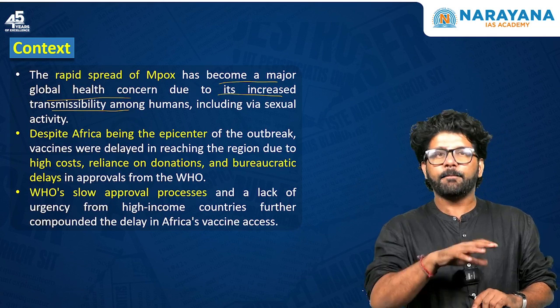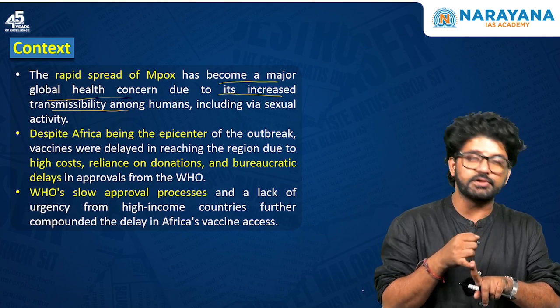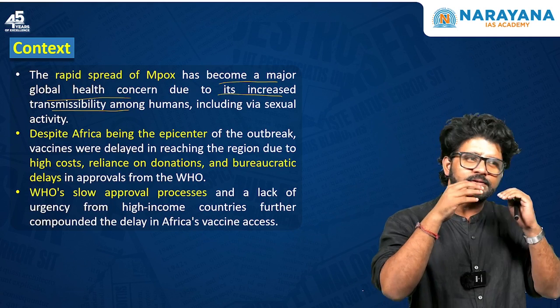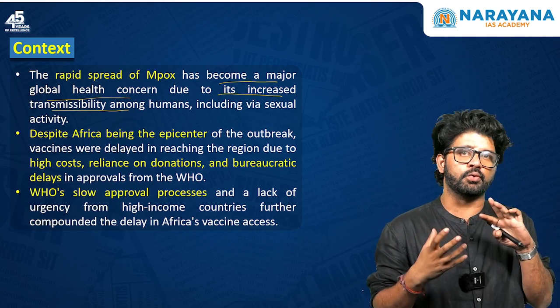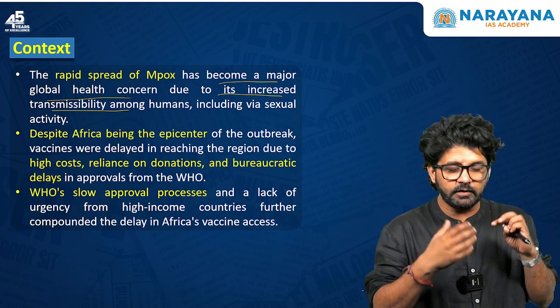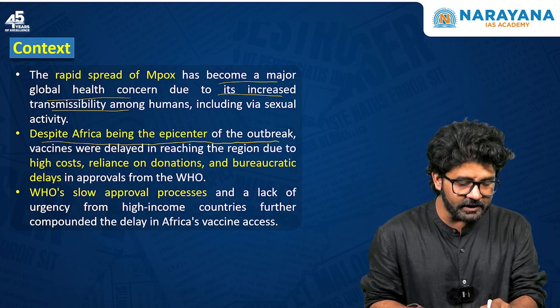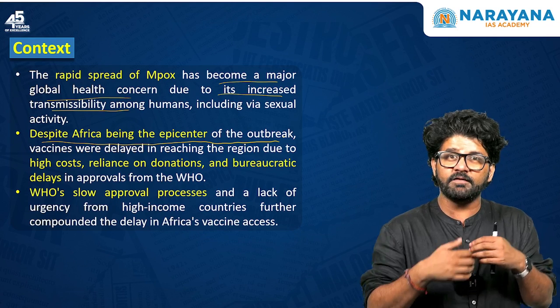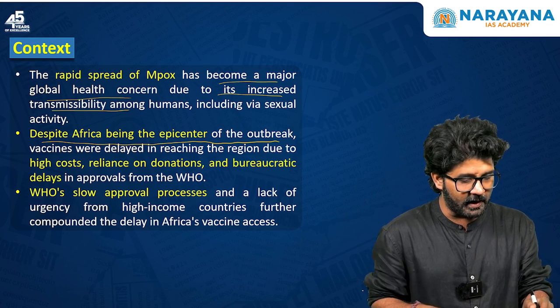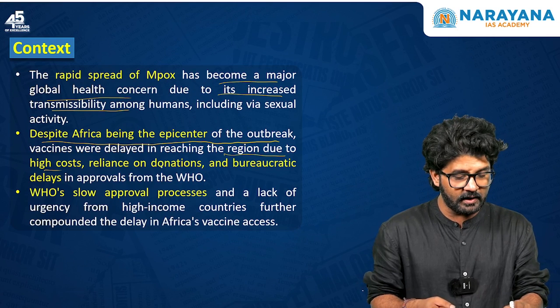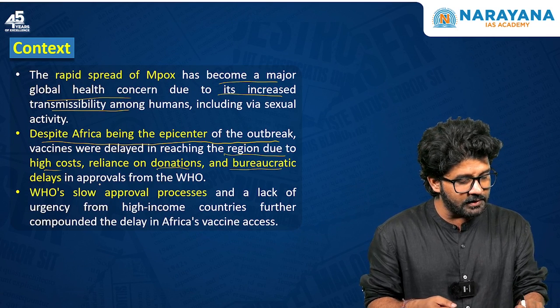So the rapid spread of Mpox has become a major global health concern because it is getting transmitted at a very high pace. Sexual transmission is a major issue in countries like Congo, and we'll talk about it, including via sexual activity. Despite Africa being the epicenter of outbreak, we have talked about this thing in a very emotional manner. Vaccines were delayed in reaching the region due to high cost, reliance on donations and bureaucratic delays in approvals from the WHO.